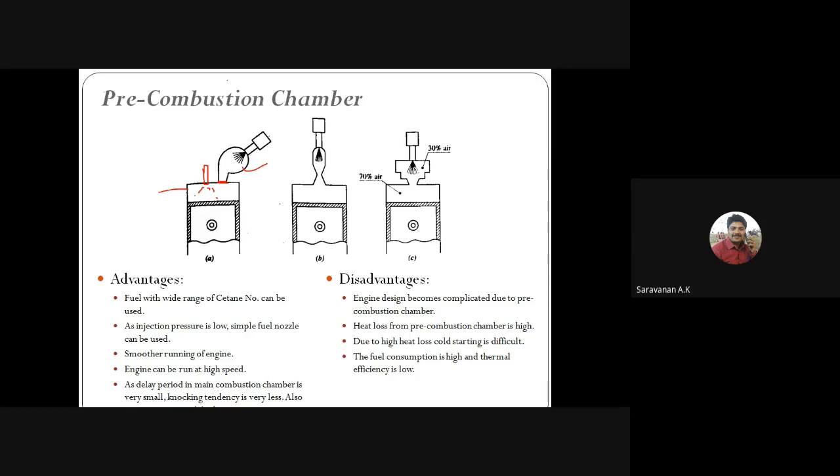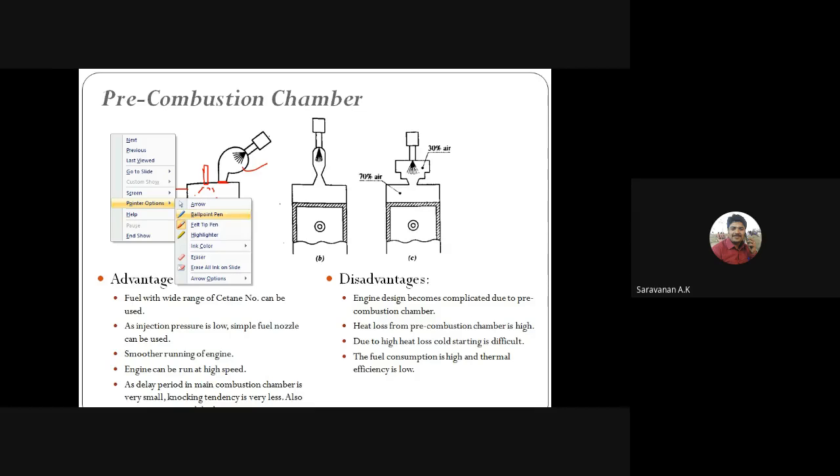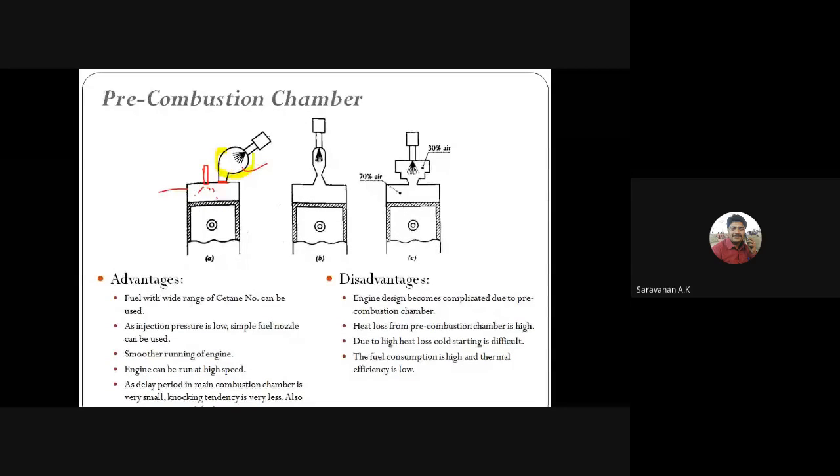If you are using an additional chamber, that additional chamber is called the pre-chamber. So here I'm using a pre-chamber. The small additional chamber is called the pre-chamber, which is connected to the main combustion chamber. It is a small chamber, that is the pre-combustion chamber, where the fuel is injected.